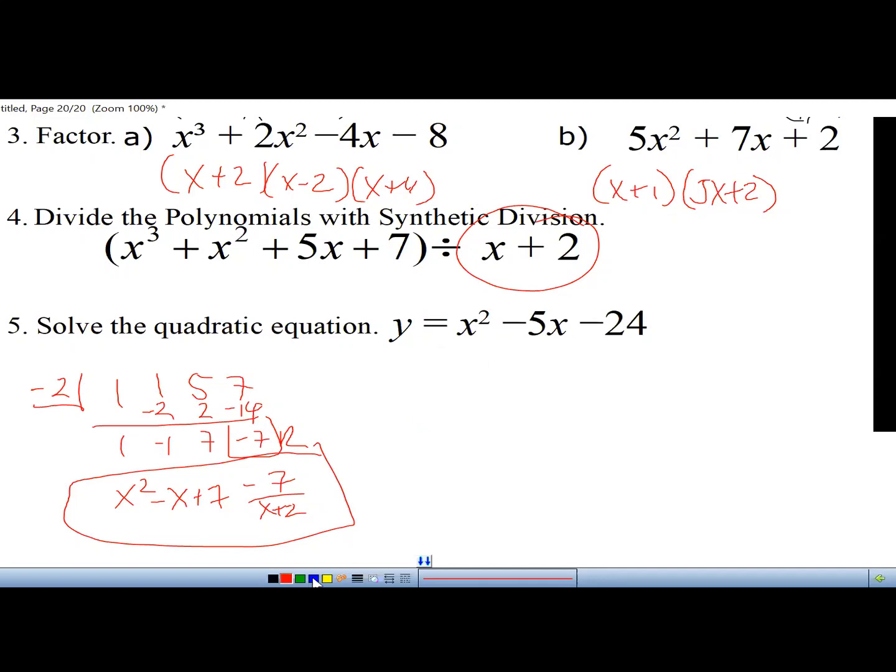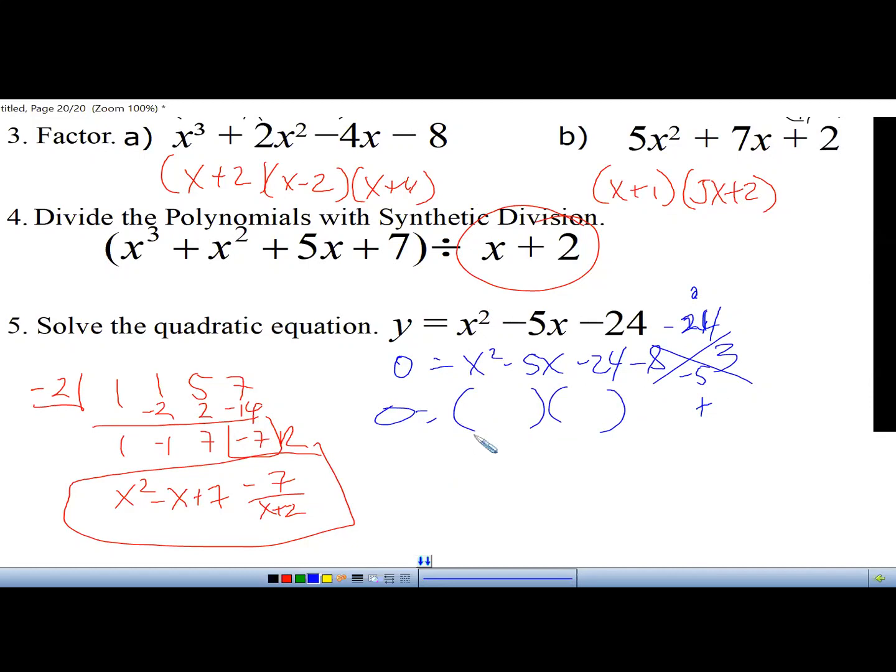And last but not least, we solve the equation. Set it equal to 0: x squared minus 5x minus 24. It's a trinomial, negative 24 on the top and negative 5 on the bottom. Factors of negative 24 that add up to negative 5. That's negative 8 times 3. Set them equal to 0, and then set each one equal to 0. So at the end, we get x equals 8 and x equals negative 3. Those are my zeros, my solutions, my roots, my x-intercepts. All right, we good? Yes, Mr. Q. All right, good.